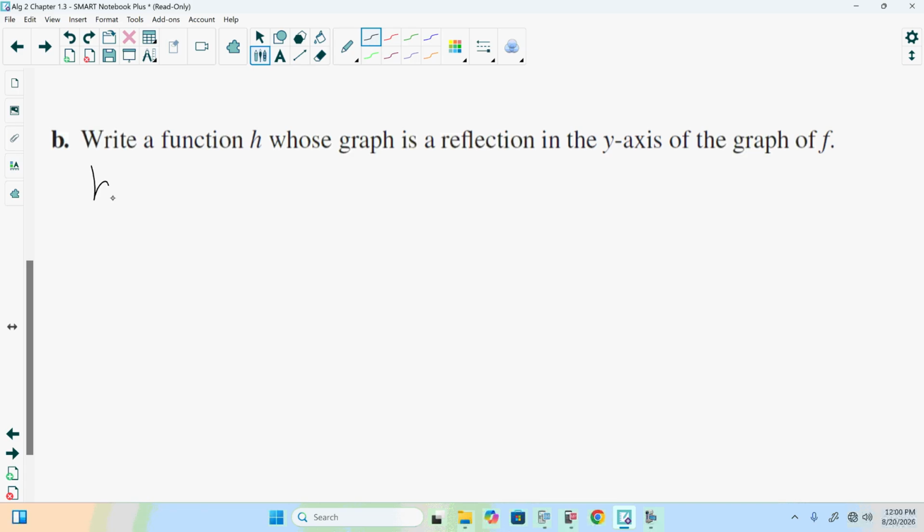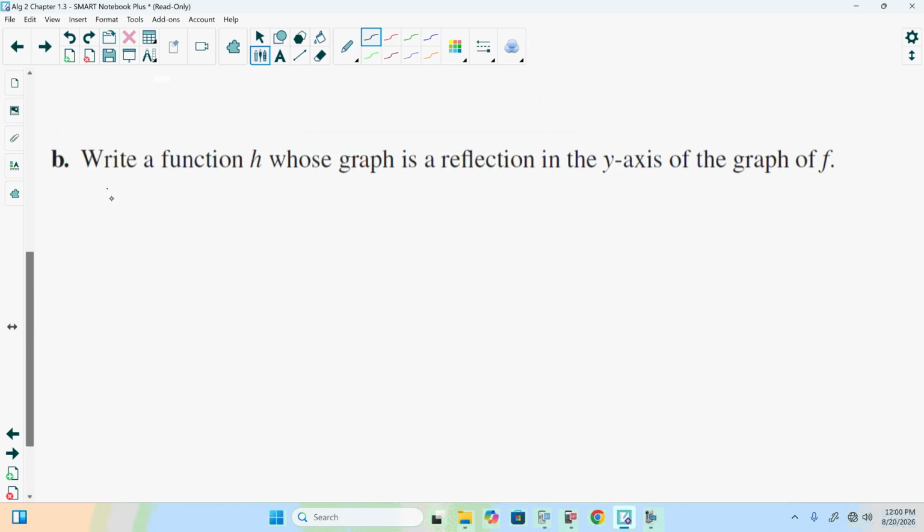h of x. So the first one we're looking at, picking up where we left off yesterday, we want to write a function h of x whose graph is a reflection in the y-axis of the graph of f.